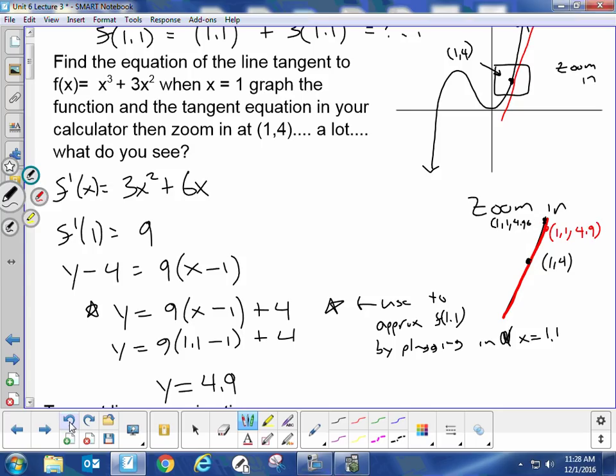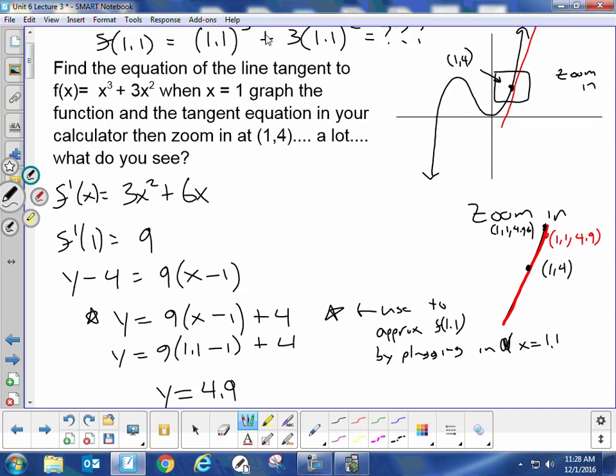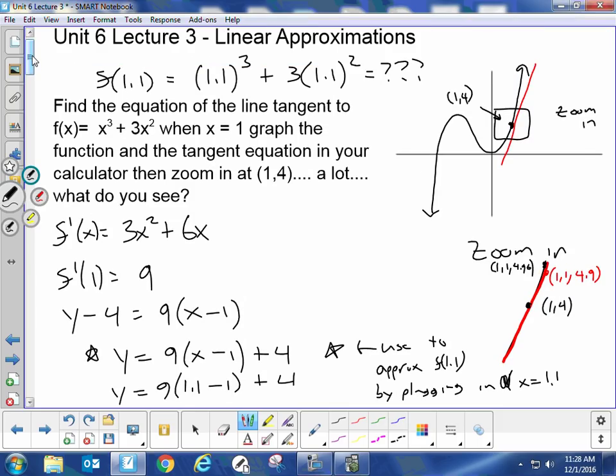We have a good idea of what the value of 1.1 cubed plus 3 times 1.1 squared is going to be. Okay? That's something powerful that tangent lines can be used to do. It can be used to approximate tough values that we can't do by hand. Now, the question was, we used 1.1 because it's close to 1.